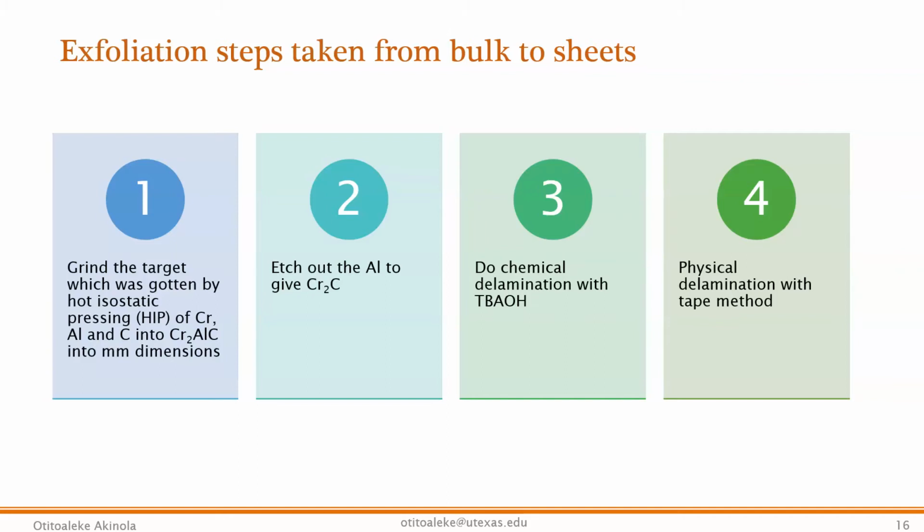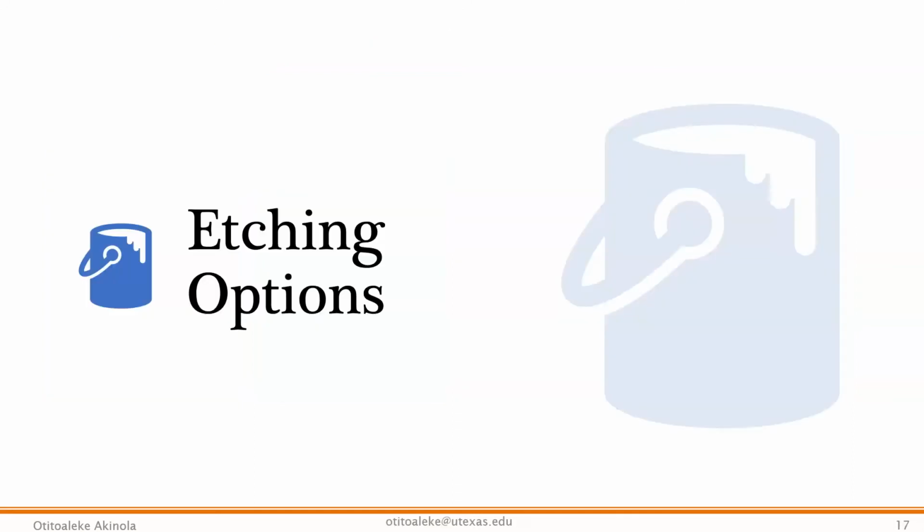The hot pressing was done from chromium aluminum carbide, and then this chromium aluminum carbide ceramic chunk was ground into millimeter dimensions, after which I etched out the aluminum to give chromium carbide, and then I did a chemical delamination with tetrapropyl ammonium hydroxide, and then a physical delamination with the tape method.